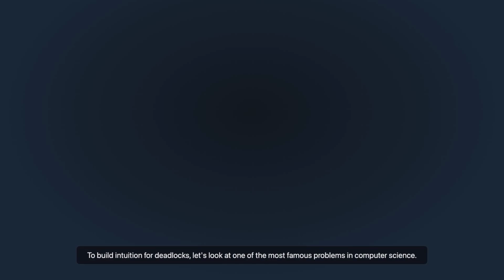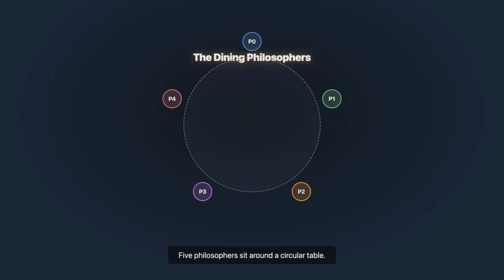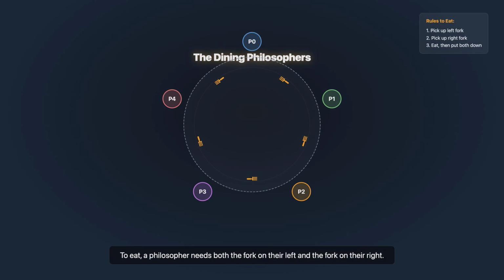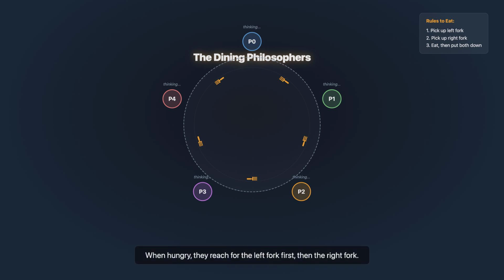To build intuition for deadlocks, let's look at one of the most famous problems in computer science: the dining philosophers problem. 5 philosophers sit around a circular table. Between each pair of philosophers, there is exactly 1 fork. To eat, a philosopher needs both the fork on their left and the fork on their right. Each philosopher thinks for a while, then gets hungry. When hungry, they reach for the left fork first, then the right fork. If they get both, they eat, put the forks down, and go back to thinking.